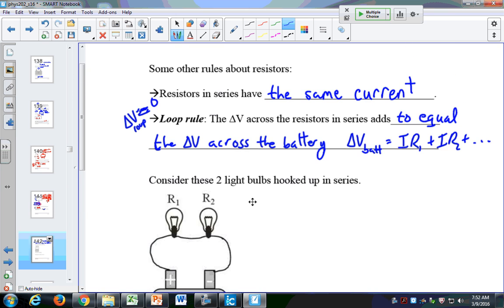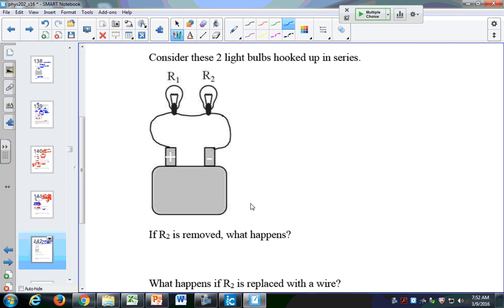All right, so let's look at these two light bulbs. They're hooked up in series. First of all, if I just remove R2, what's going to happen?